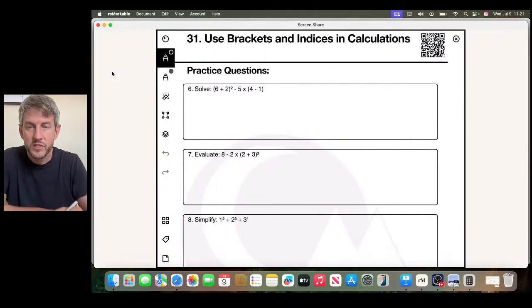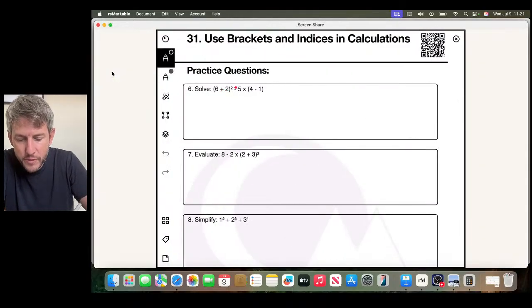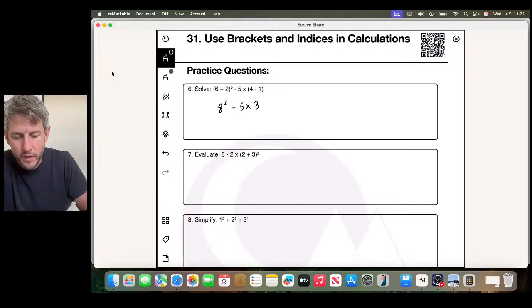Right, solve 6 plus 2 squared minus 5 times 4 minus 1. Okay, so brackets first. So this becomes 8 squared minus 5 times 3. 8 squared is 8 times 8, which is 64. 5 times 3 is 15, so we've got 64 minus 15.